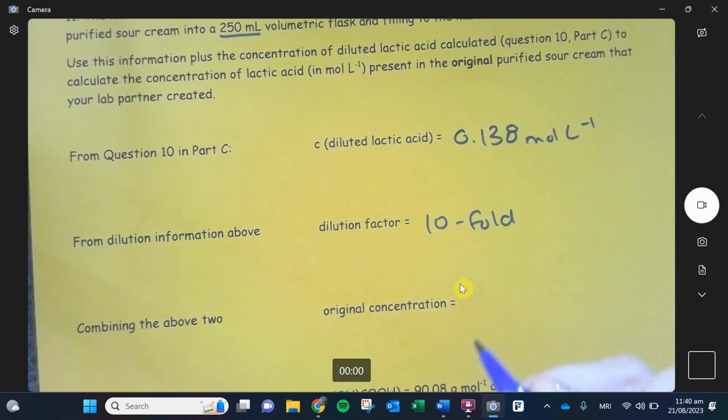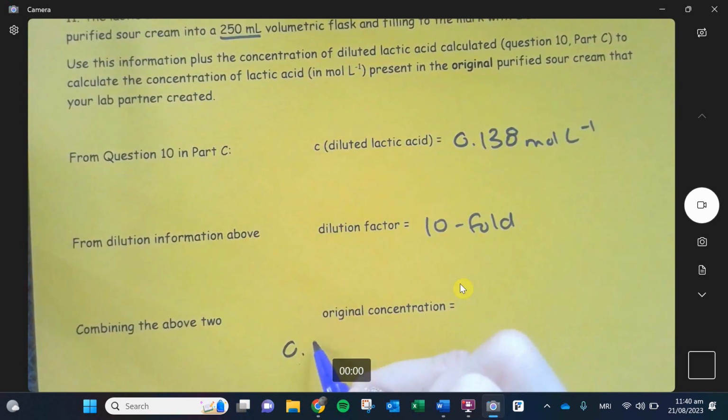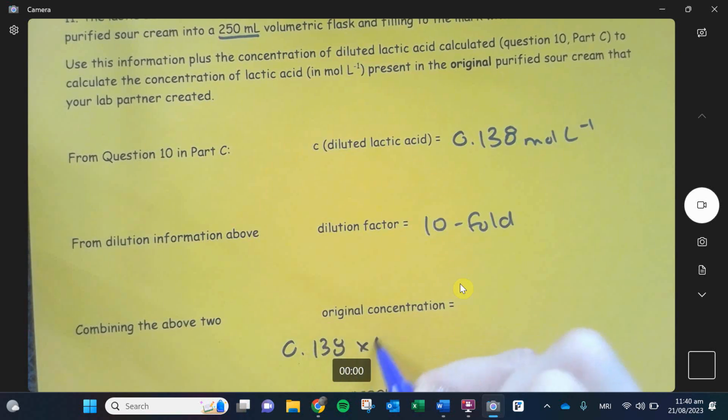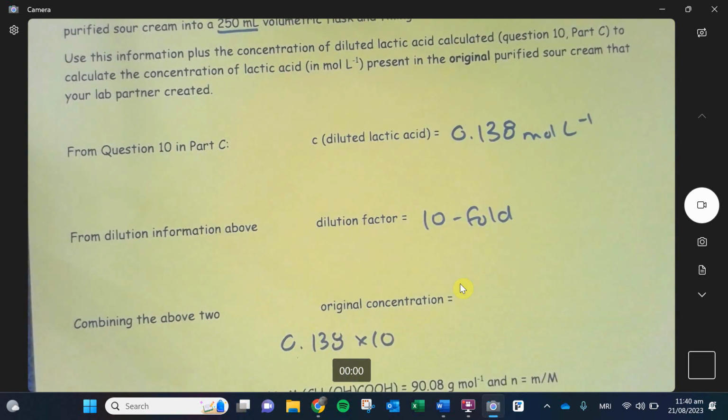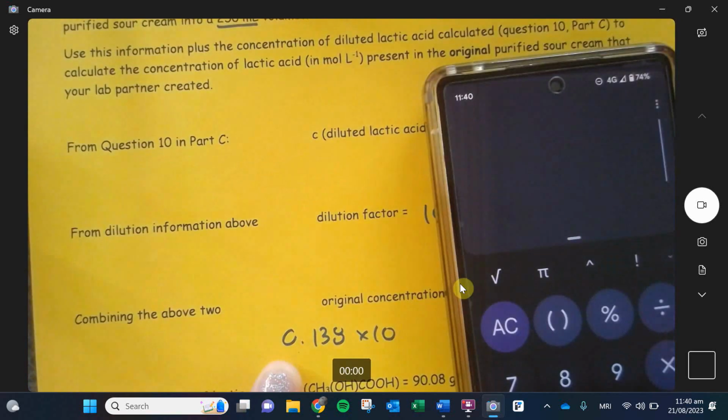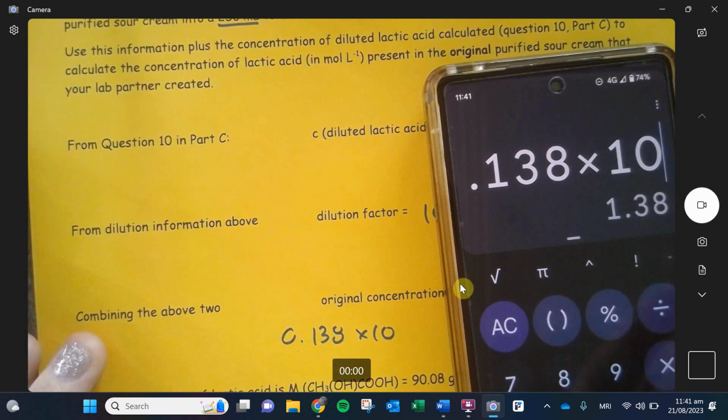So I would do the 0.138 times 10. Where's my phone? Get my calculator for you guys. I know it's just moving the decimal place, but it's good to still see it. Clear. So 0.138 times 10. So I have 1.38.